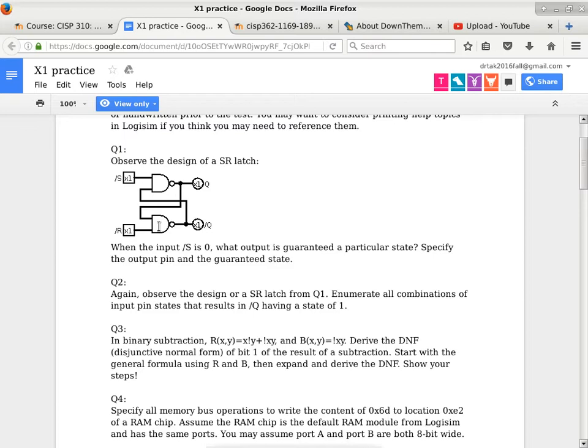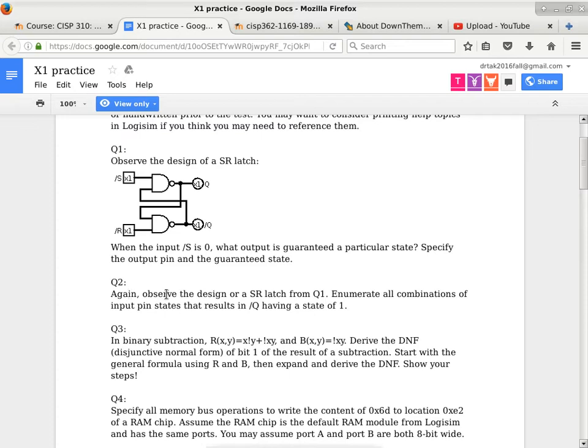If we never had talked about SR latches, but we did talk about NAND2 gates, would you still be able to answer that question? Yes, you should be able to, because the NAND2 gate is the only thing that you need to know in this particular case to answer that question.